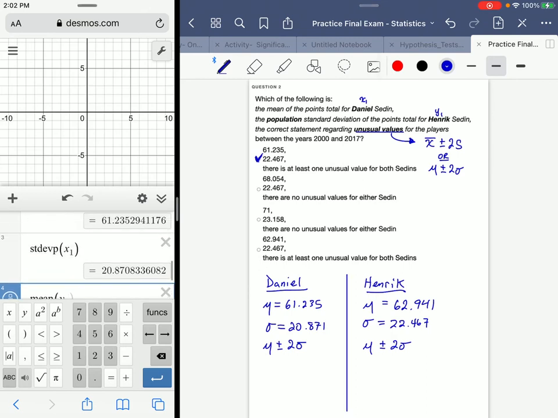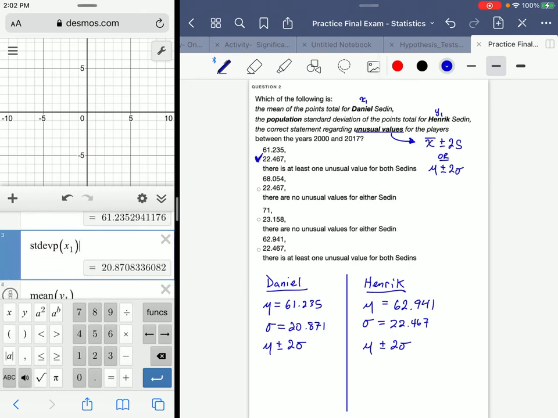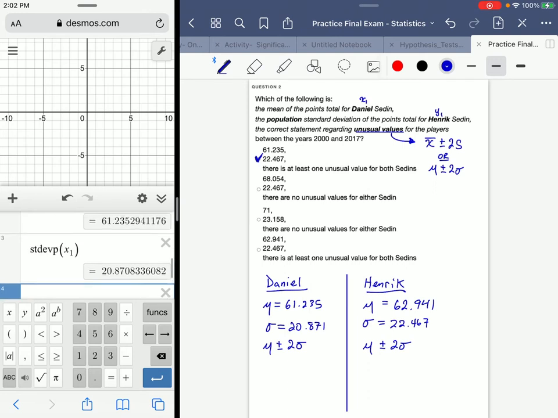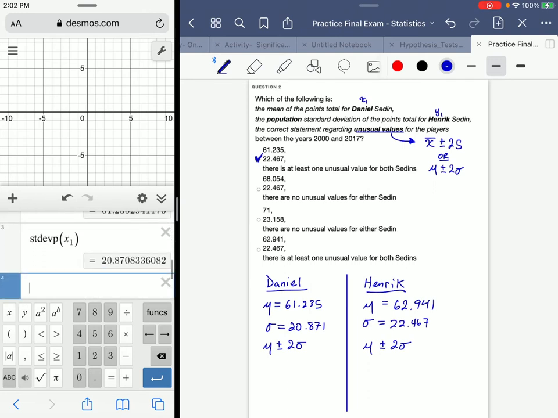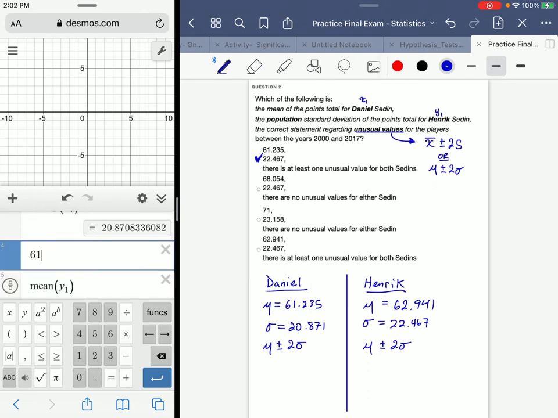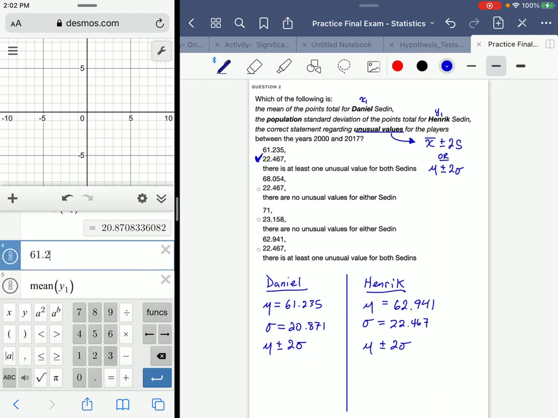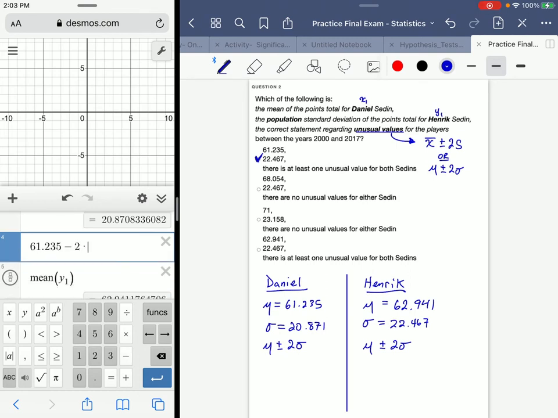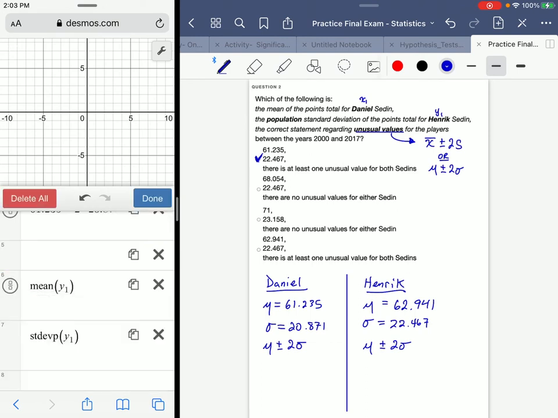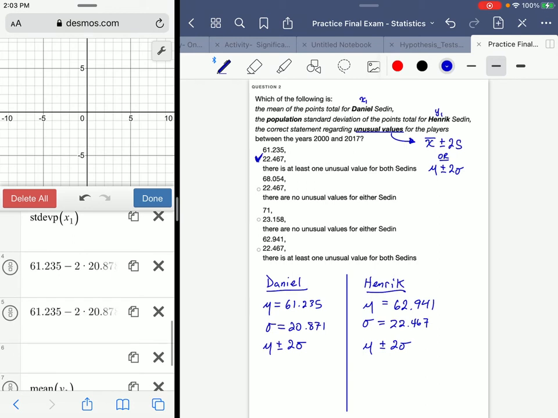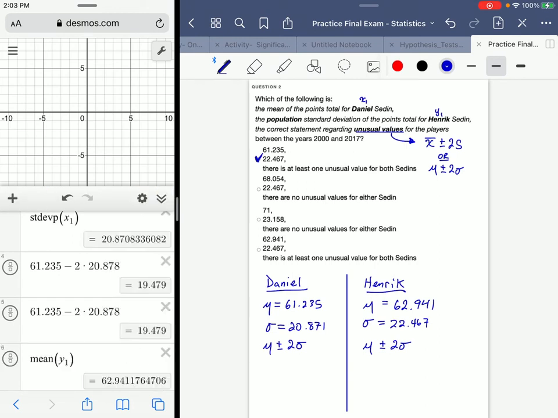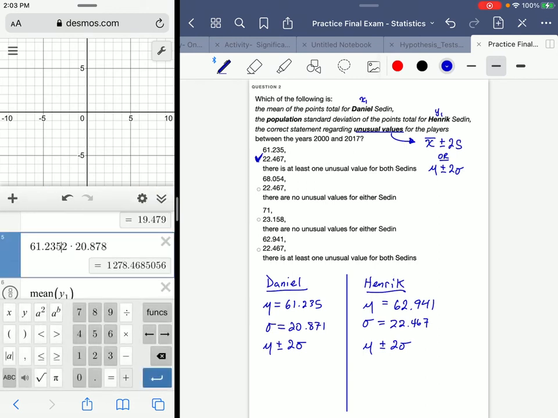Okay. So, we could just do quick number crunching here. For Daniel, it's 61.235 minus 2 times 20.871. I'm just going to duplicate that real quick and change the minus to a plus.